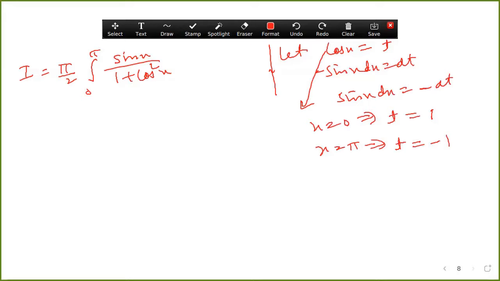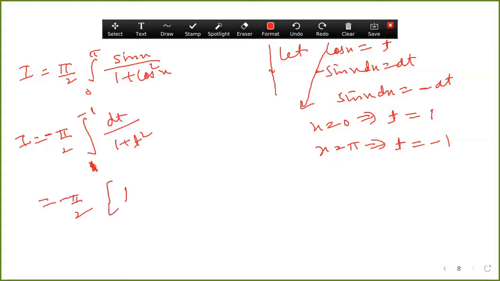Now question becomes I is equal to pi by 2 and take the minus sign outside. Now 0 becomes 1 and pi becomes minus 1, dt upon 1 plus t square. Now integrate it, minus pi by 2. Integration is tangent inverse t. And this is 1 to minus 1. Now we can not integrate it like this.